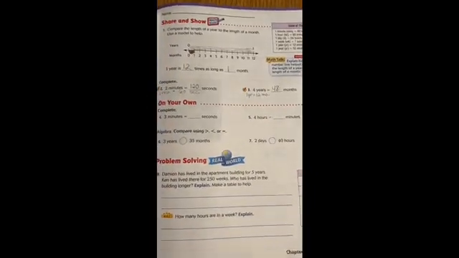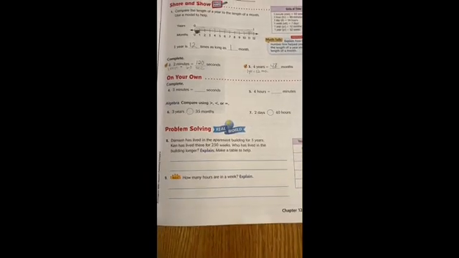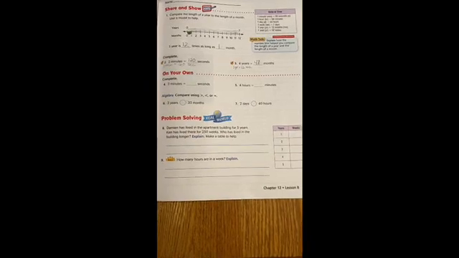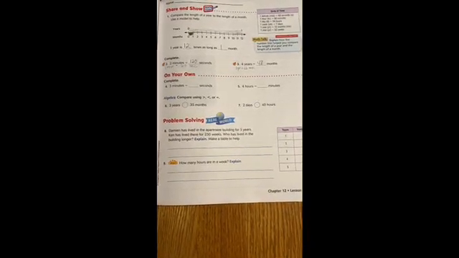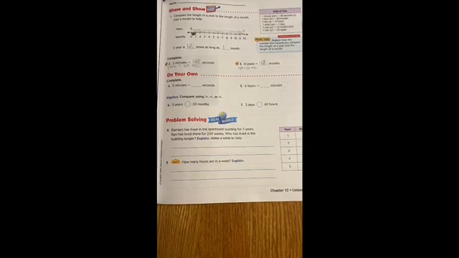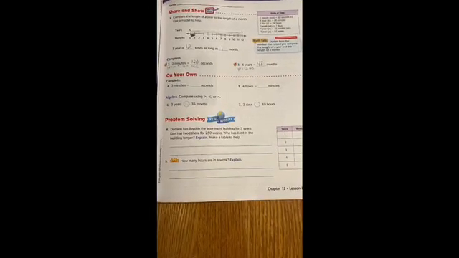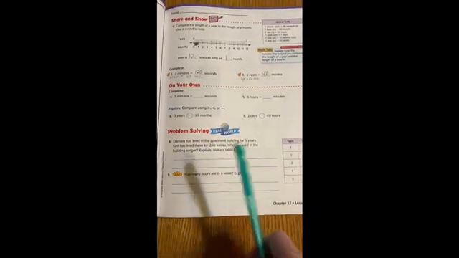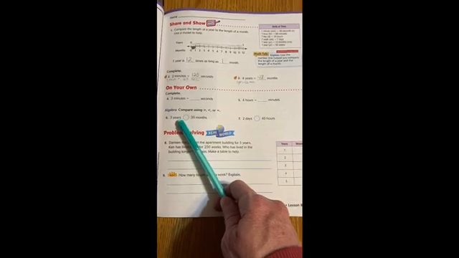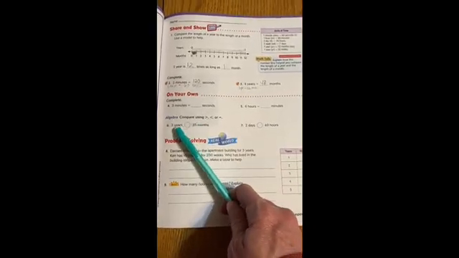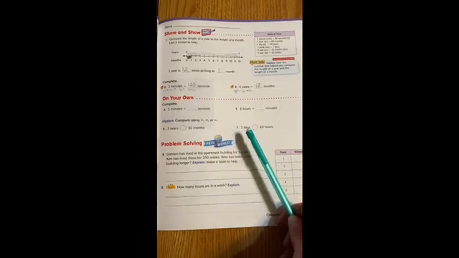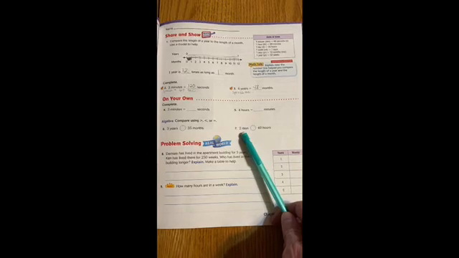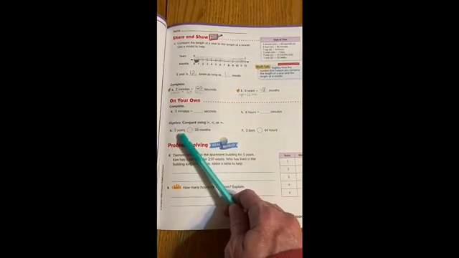So let's take a look at the on your own. So you will complete 4 and 5, comparing 3 minutes equals how many seconds and 4 hours equals how many minutes. And then algebra, compare using a greater than, a less than, or equal. So I suggest to you that instead of comparing years to months, you make it months to months. Instead of comparing days to hours, you make it hours to hours. So convert 2 days to hours, convert 3 years to months.